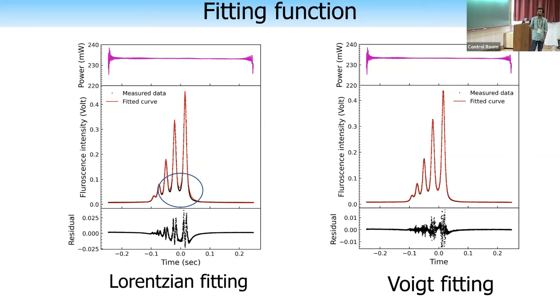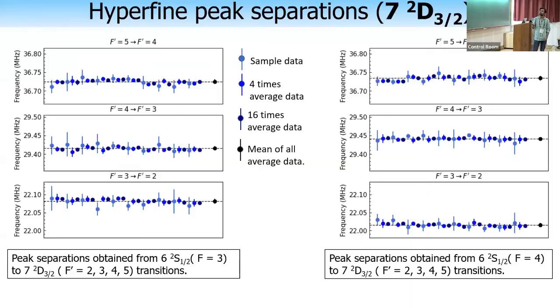From this Voigt fitting, we are getting the absolute peak position, the line width of each of these transitions, and the amplitude of each of these transitions. By taking the difference between these absolute peak positions, we are getting the peak separation between the different hyperfine levels. This is for the 7 3/2 excited state, and these are the values we are getting for the F3 ground state to the excited 7 3/2, and this is from the F4 ground state. All these data points are actually the average of 7 different spectra.